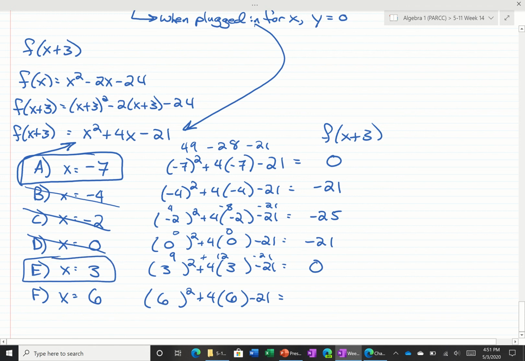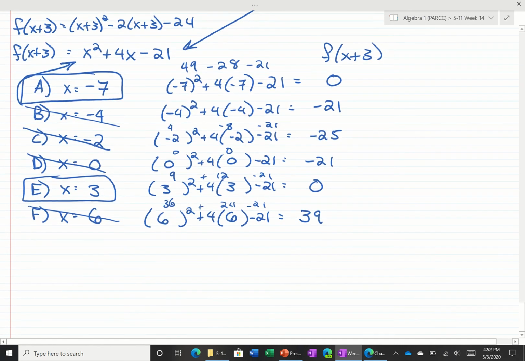And then if we plug in 6 for all of the x's, we get 39. So that can't be an answer. 39 is coming from doing 36 plus 24 is 60. Did I do that right? 36 plus 24 is actually 60. 60 minus 21 is 39. So the answers would be options A and option E.